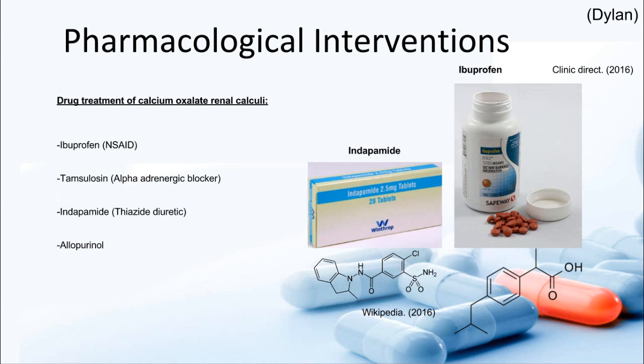Indapamide. This is a thiazide diuretic. It reduces calcium excretion, decreasing the chances of another calcium stone. It is contraindicated with anuria, hypersensitivity to indapamide, severe kidney or liver failure, and a low blood potassium level. Adverse effects include asthenia, fatigue, muscle cramps, and orthostatic hypotension.